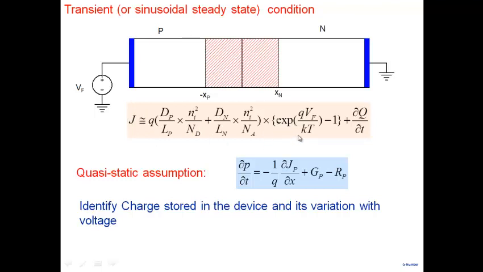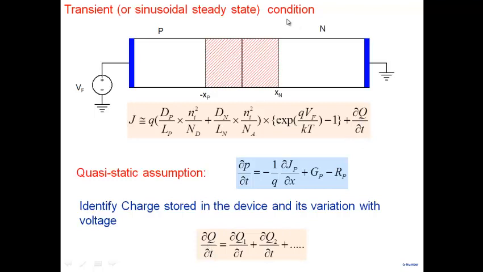This current, of course, is there. We need to identify what the charges are. Where are the charges present in my PN junction? Once we can identify the charges Q here, we have to find out how they change with voltage, and we can figure out what this contribution is. All right, so what we need is del Q by del T.